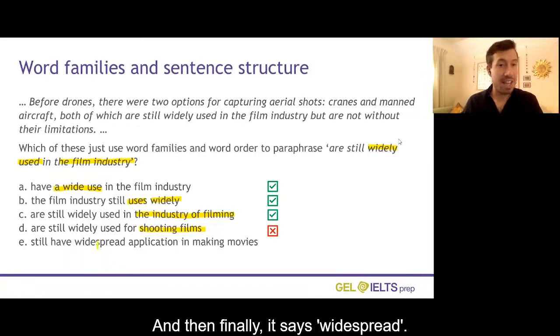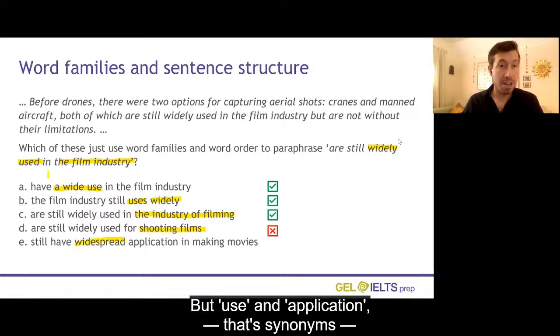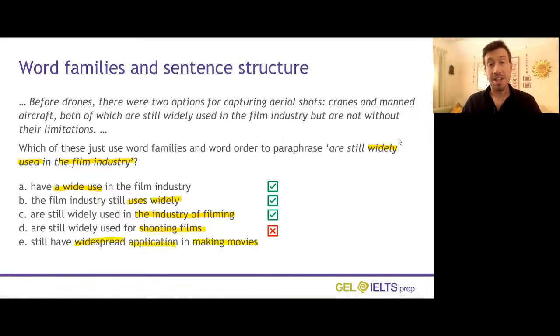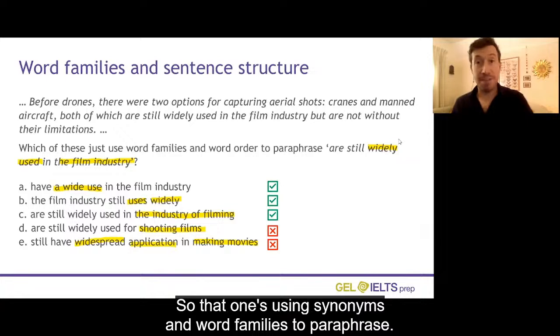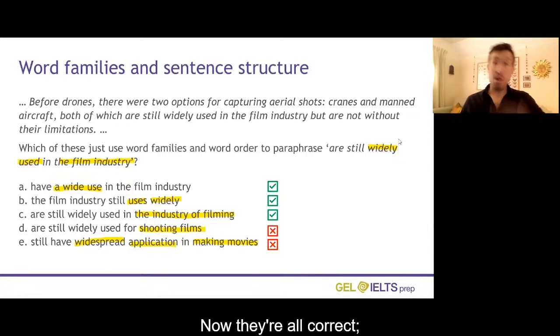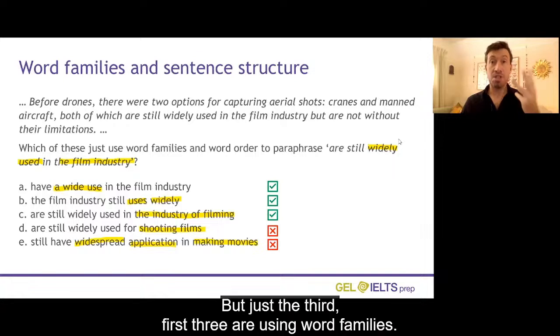And then finally, it says "widespread." Okay, "widely" and "widespread," that's a word family. But "use" and "application," that's synonyms. And "the film industry" and "making movies," that's using synonyms as well. So that one's using synonyms and word families to paraphrase. So the first three just use word families. Now, they're all correct. They're all very good paraphrases, but just the first three are using word families.